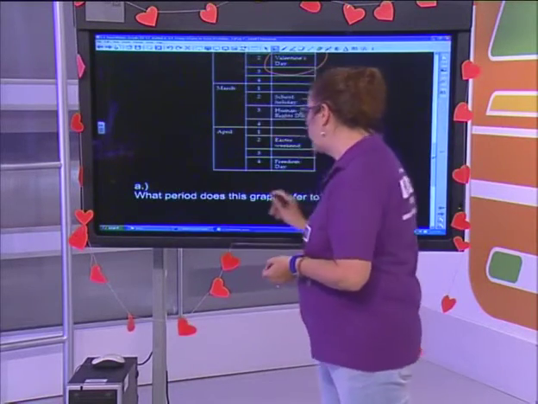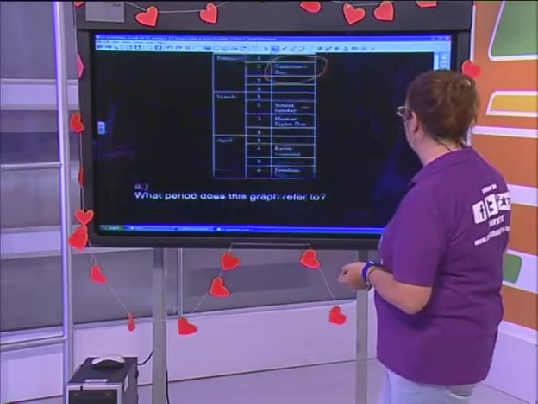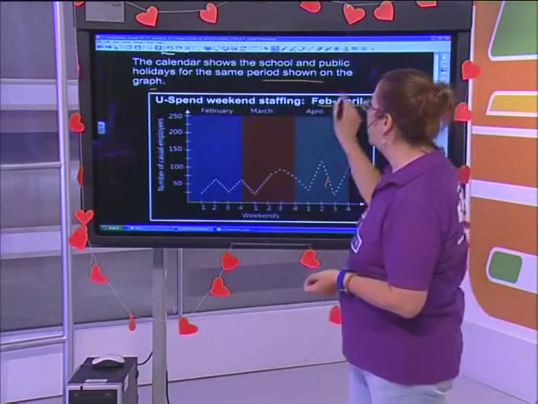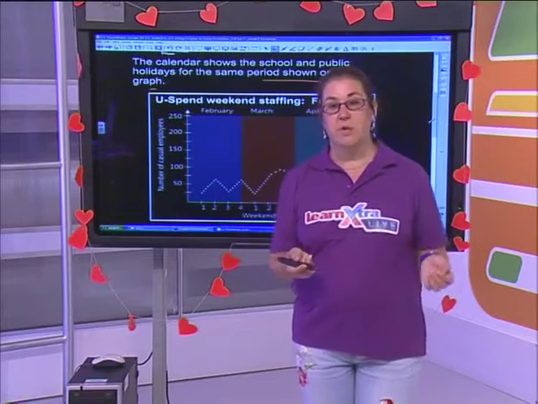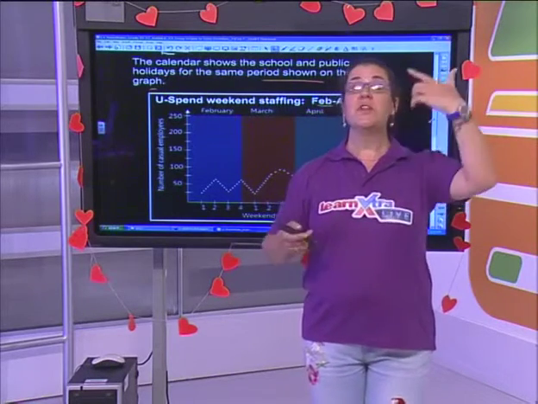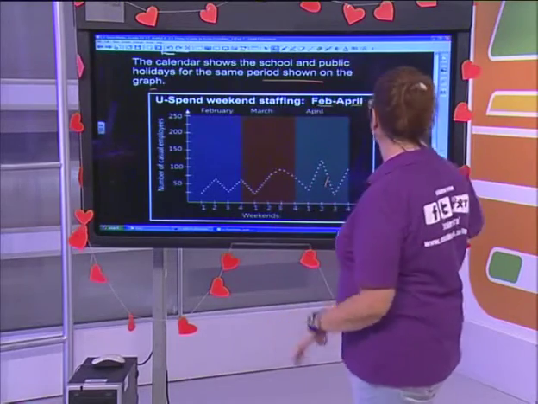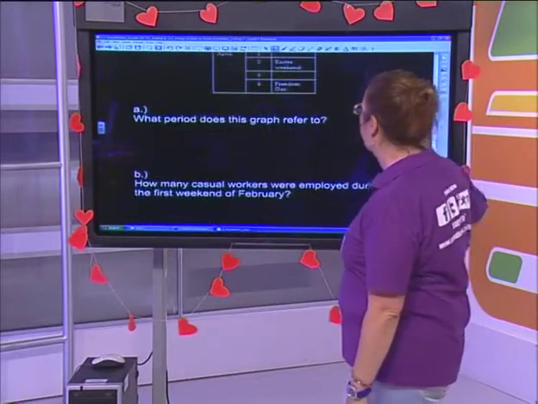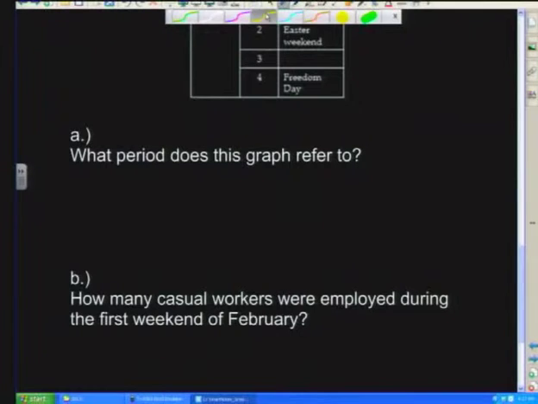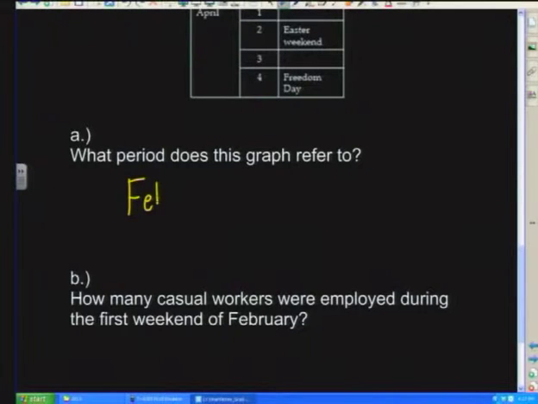So what period does this graph refer to? Quite easy. It actually tells you it's February to April. Because we've interpreted the graph so well, we actually now can answer the questions really well. So which one does it refer to? It refers to February to April.